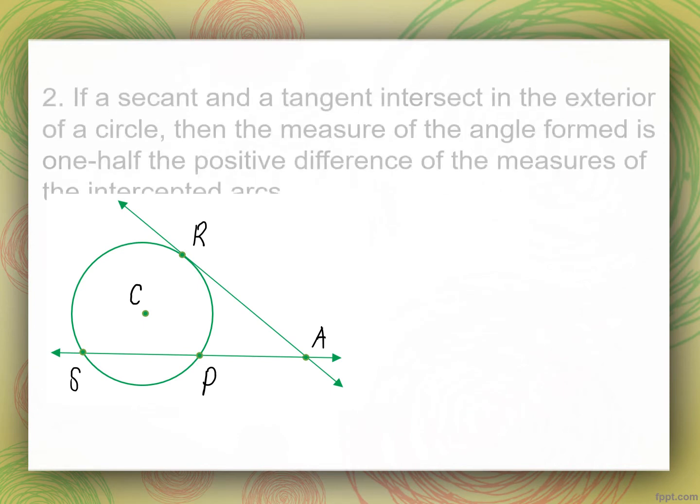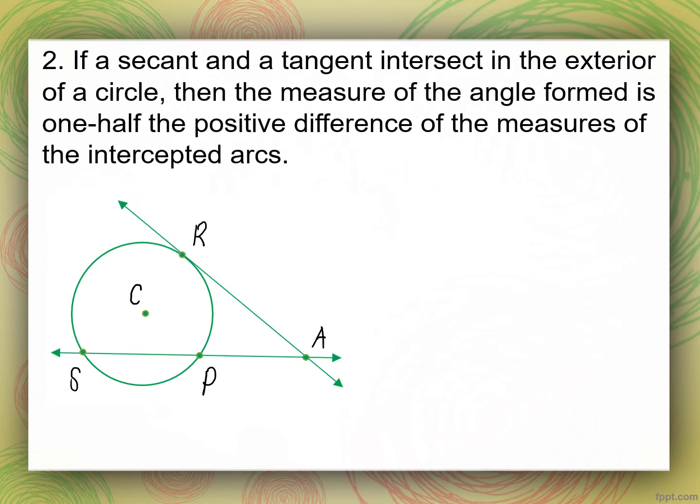Okay, let's have the second one. So if a secant and a tangent intersect in the exterior of a circle, the measure of the angle formed is 1/2 the positive difference of the measures of the intercepted arcs. So as you notice, the way of solving the measurement of the angle formed at the exterior of the circle is just the same with the previous one when you have two secants. Okay, so here let's write a formula.